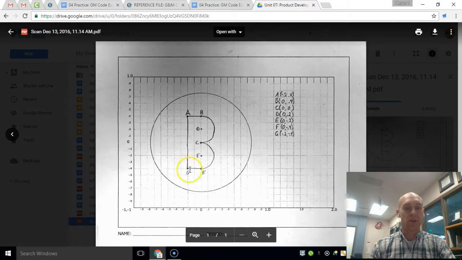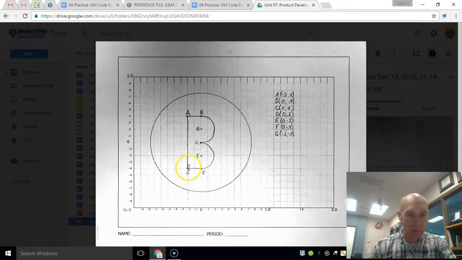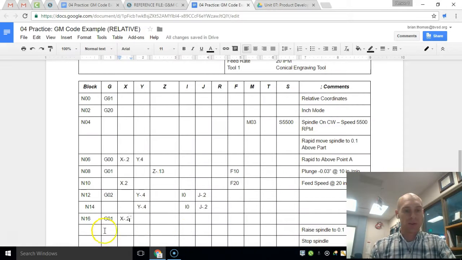And the last thing I do is go up, and to go up, I'm going up 8 units because I'm at minus 0.4 to 0.4, which is 8 units up. So I go up in the y direction 0.8. So the last one is my N18, and I'm going y 0.8.